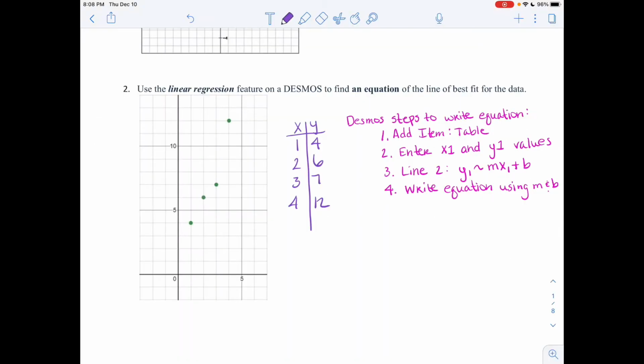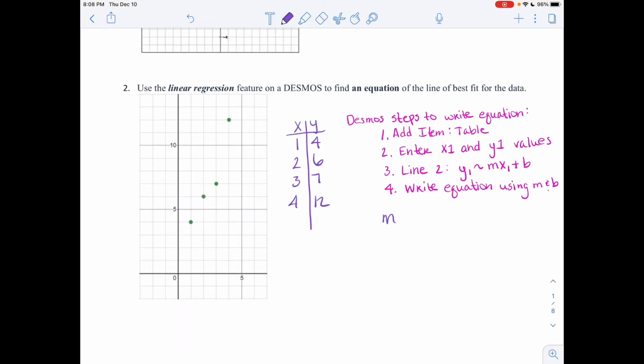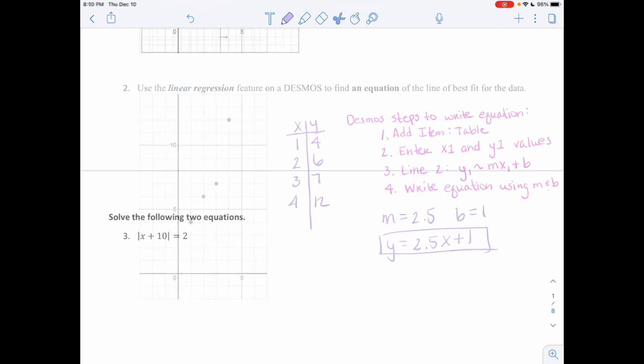Here we are back in our review. Remember, we're writing our equation as y equals mx plus b, and we determined that m was 2.5 and b was 1, giving us y is equal to 2.5x plus 1 as our final answer.